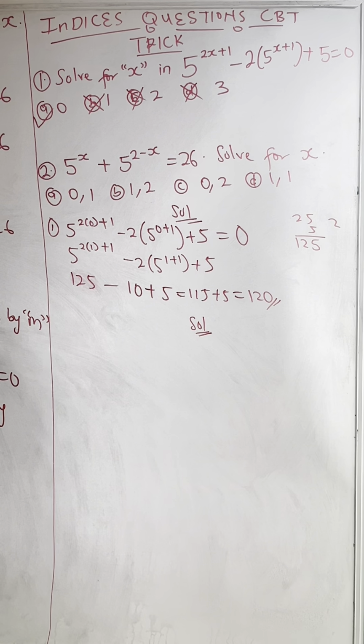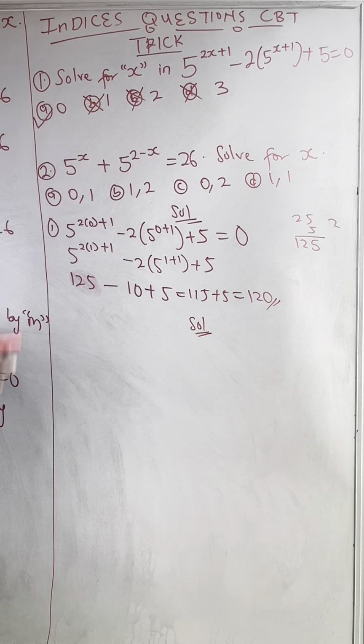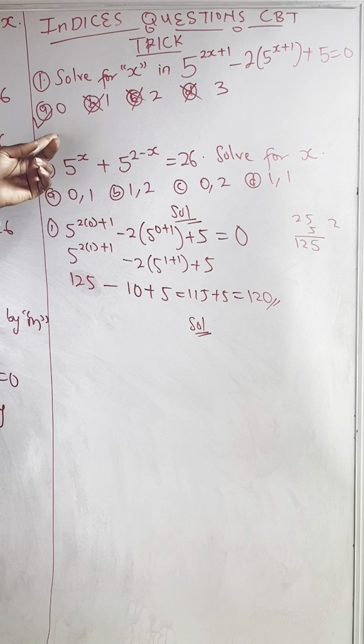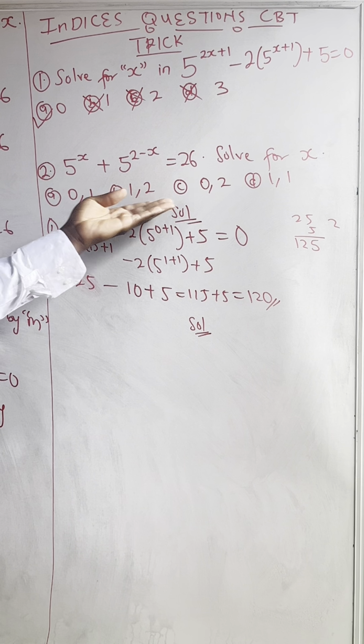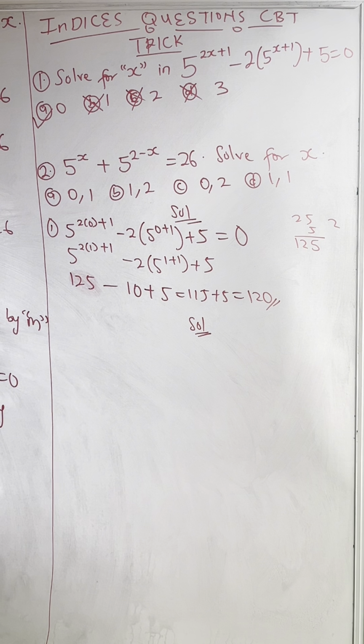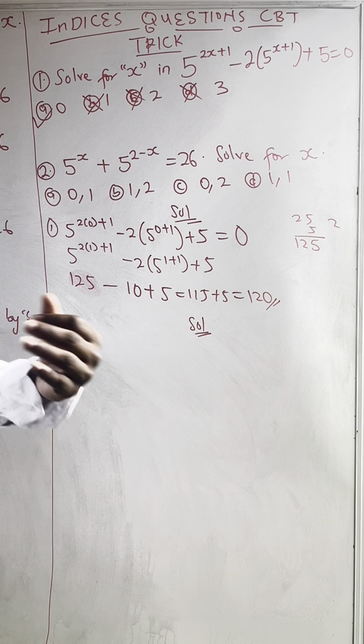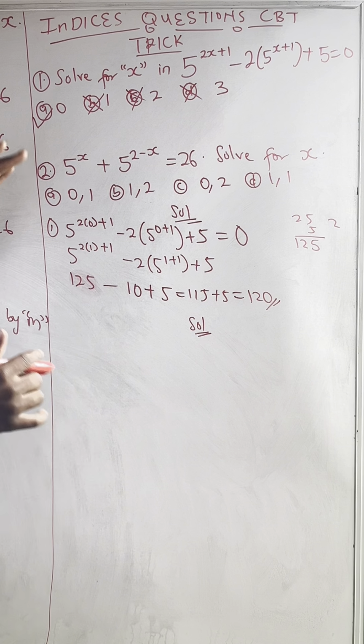So guys, question 2 in CBT exam. 5 raised to power x plus 5 raised to power 2 minus x equals 26. Solve for x. This is option A, this is option B, this is option C, this is option D. In this particular question also, you don't need to write anything. You don't need to solve before you can get your answer, even if you don't know the step you have to take.